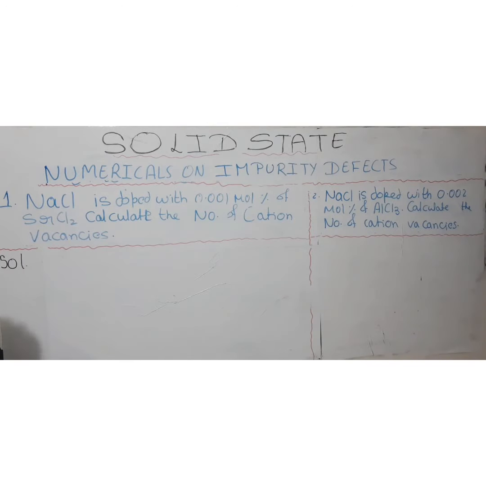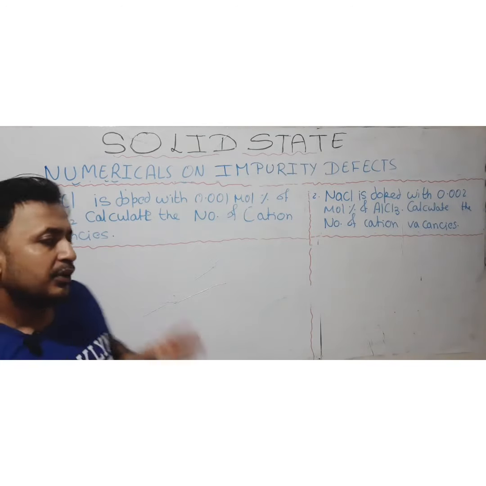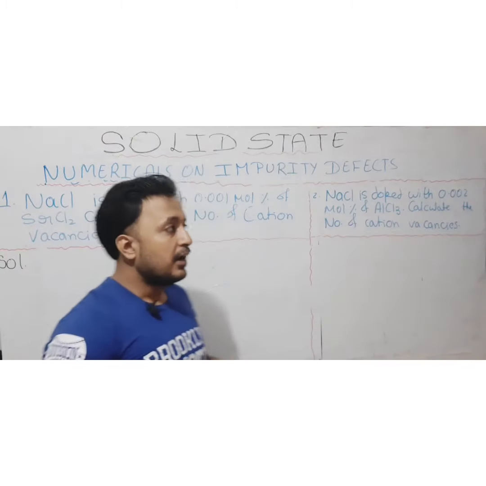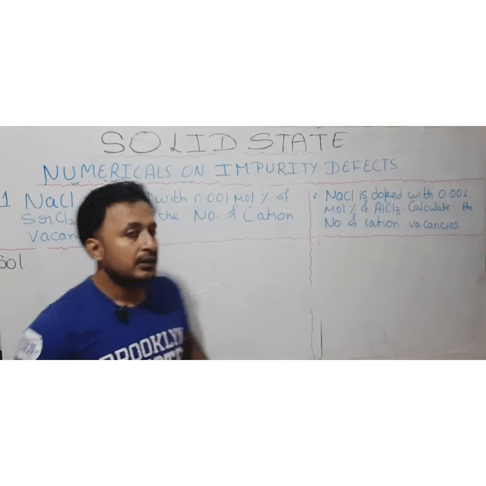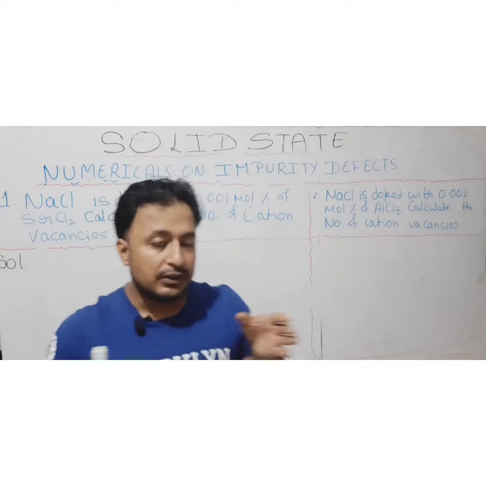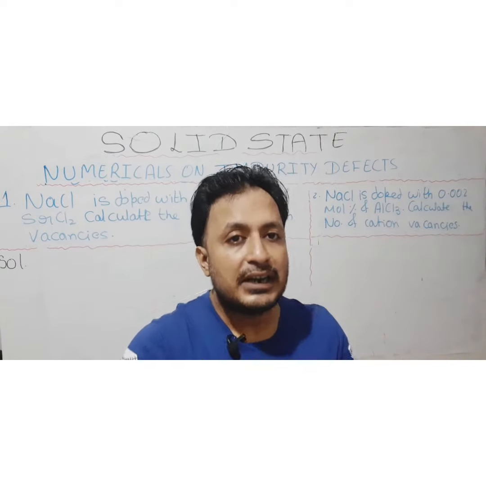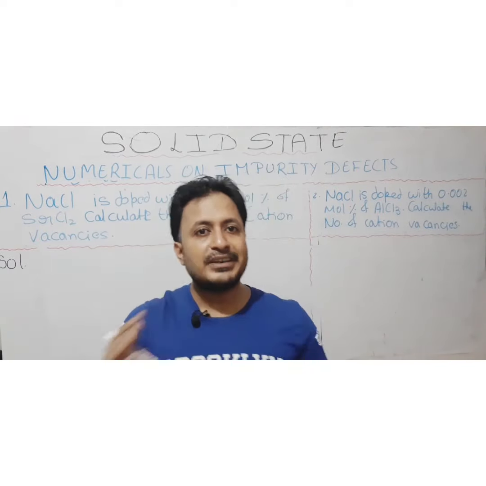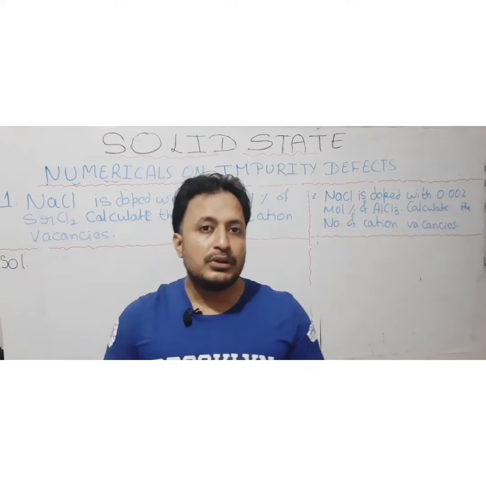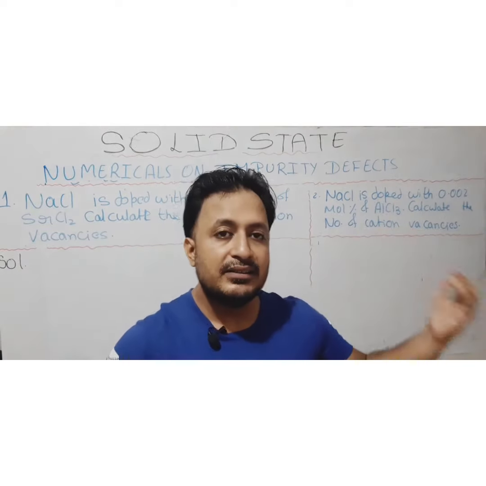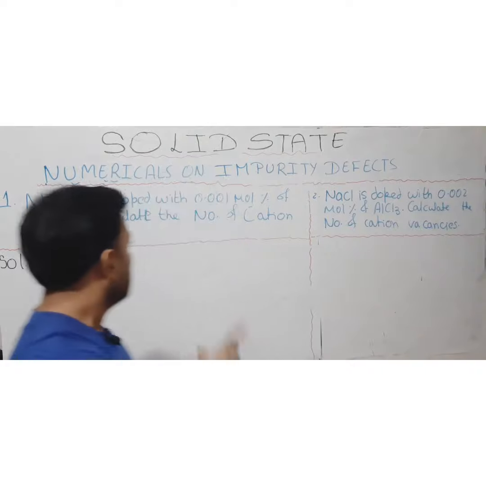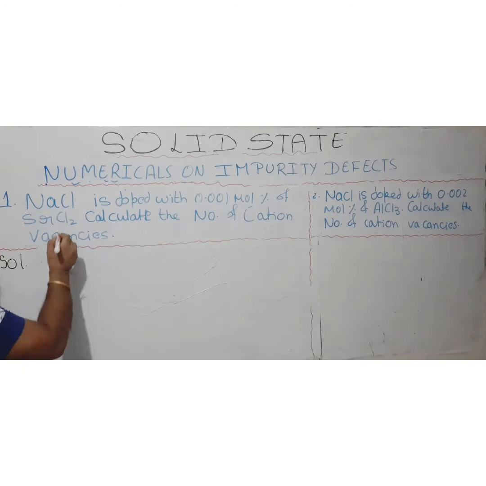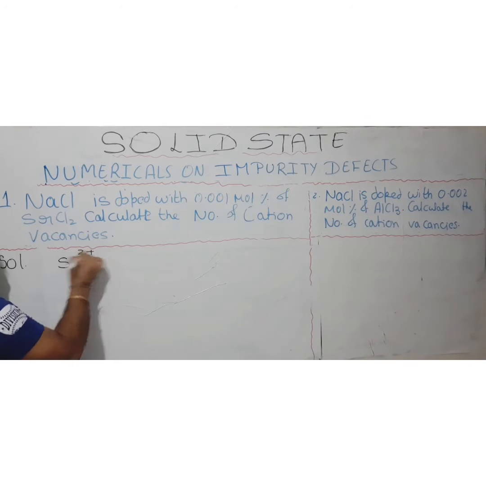So let's see, it's very easy because it's a simple unitary method we are going to apply, and we have to take care of only one thing, that is, what impurity is introduced and what is the charge on the cation there, because if you know the charge of the cation, then you can know how many cation vacancies can be created with the help of that. So let's see. Now we know that the strontium ion will have a charge of 2+.